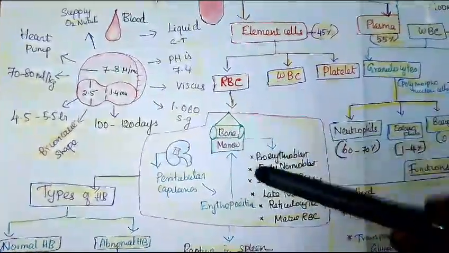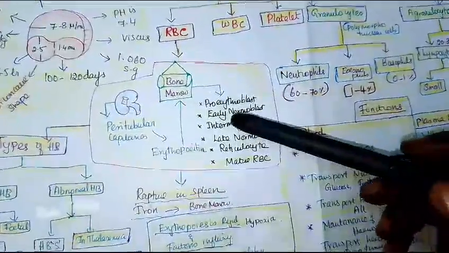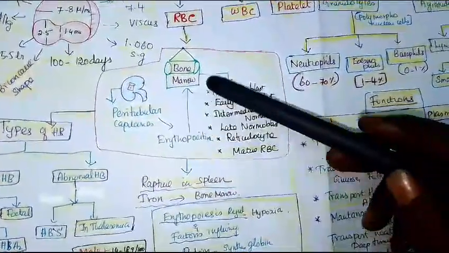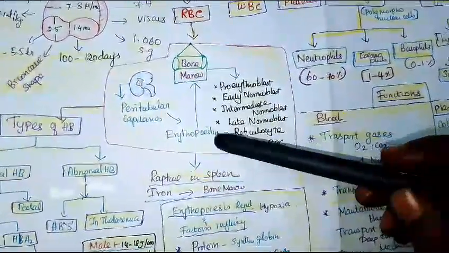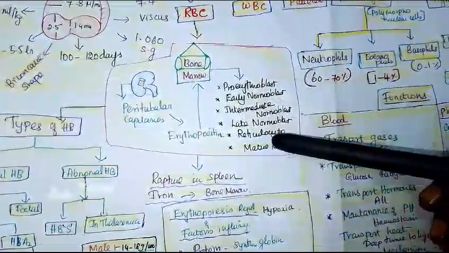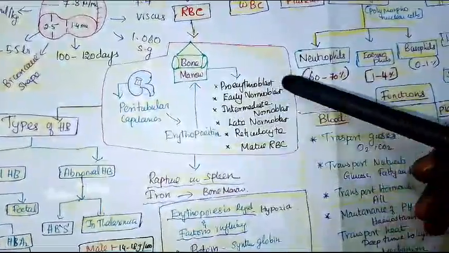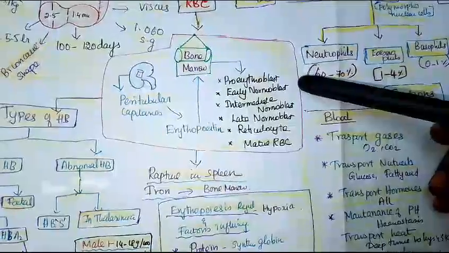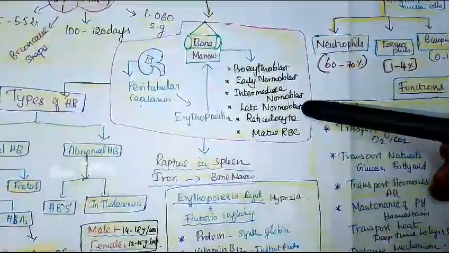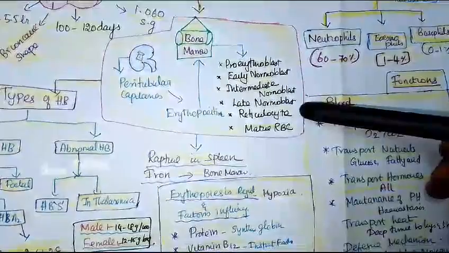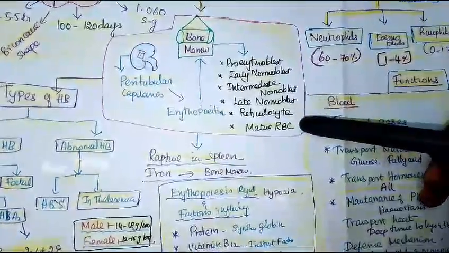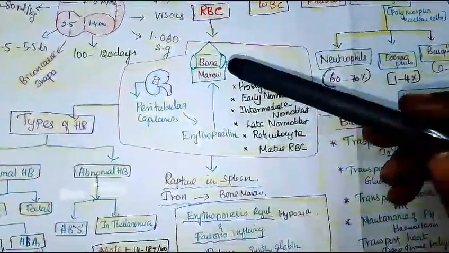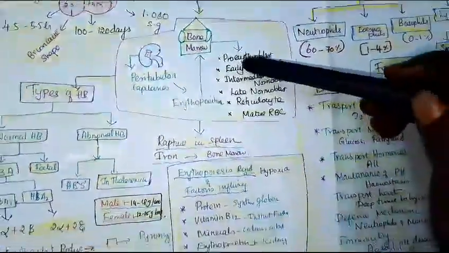Okay. Where is this RBC produced? RBC is produced from the bone marrow. Correct. This process of producing RBC is called erythropoiesis. Five steps are mainly involved in the production of red blood cells: pro-erythroblast, early normoblast, intermediate normoblast, late normoblast, and then the reticulocyte and the mature RBC. This RBC is ovoid and devoid of nucleus. RBC doesn't have any nucleus.